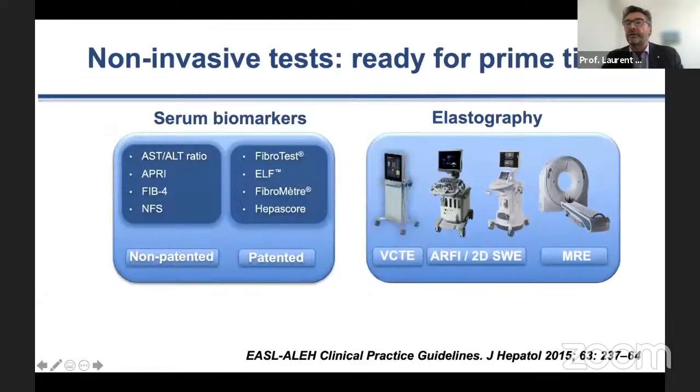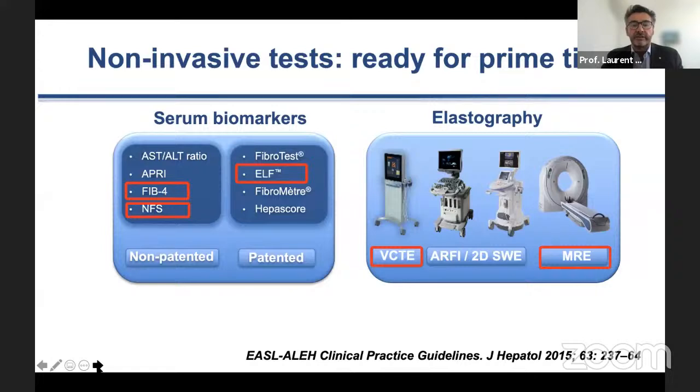As you know, non-invasive tests are now ready for prime time. They are based either on the dosage of serum biomarkers, some not patented, like FIB-4 and NFS, which are the most popular. Regarding the patented ones, FibroTest was the pioneer in Hep C, but now ELF is becoming the more popular and the most validated. As for elastography, vibration-controlled transient elastography, better known as FibroScan, has been the pioneer, but we have other techniques, including RFI, 2D shear-wave elastography, and lastly MR elastography.